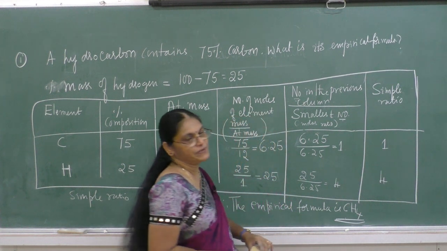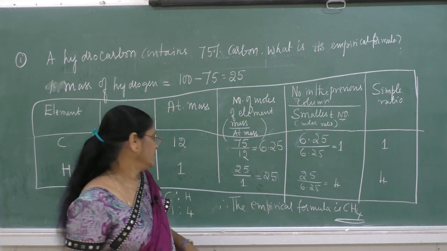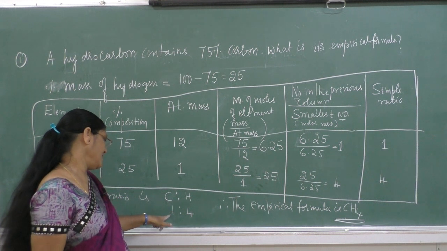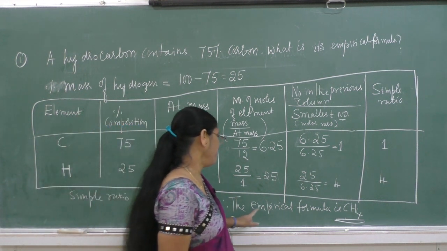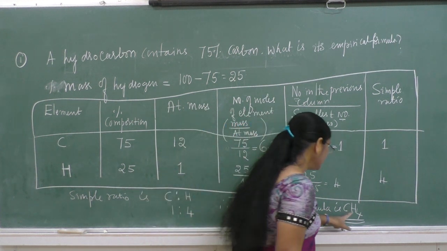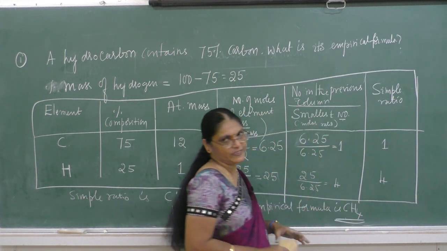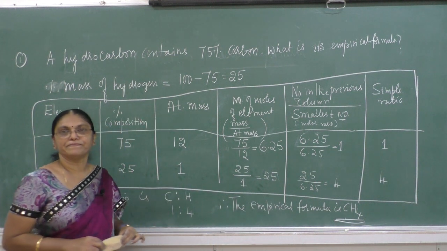Therefore, the simple ratio of carbon to hydrogen is 1:4. So the empirical formula is CH4. This is the answer.